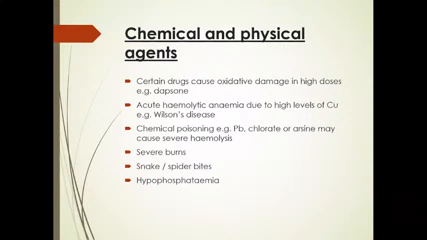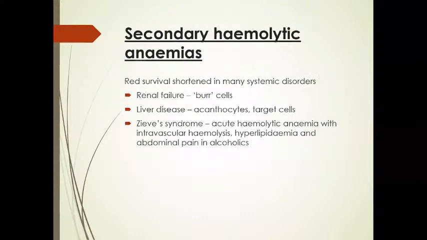For the chemical and physical agents, some drugs cause oxidative damage in high doses, for example dapsone. Or if you have high levels of heavy metals like copper in Wilson's disease, or in lead poisoning. Severe burns can cause actual physical hemolysis. There are hemolysins: with snake and spider bites, some of them are hemolytic, apart from the neurotoxins, and they'll cause hemolysis. Or in metabolic situations like hypophosphatemia, you can get hemolysis.